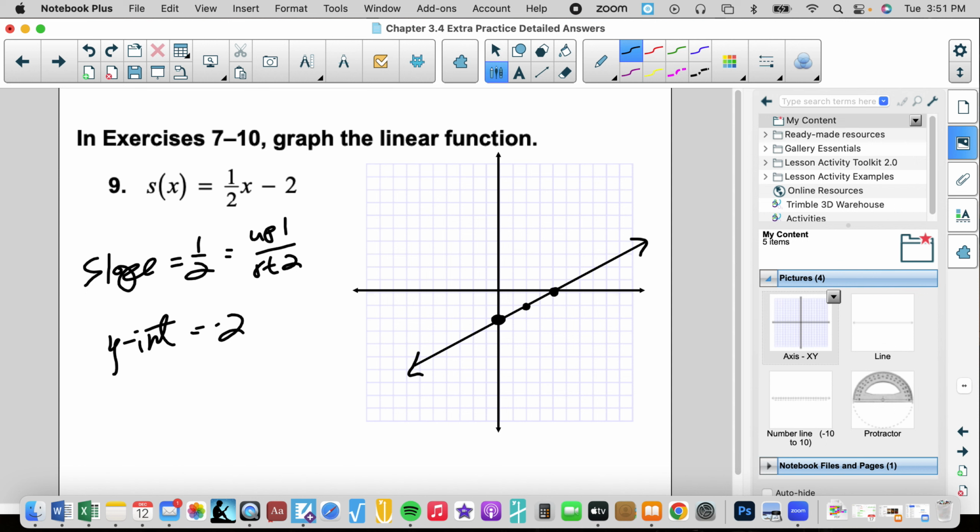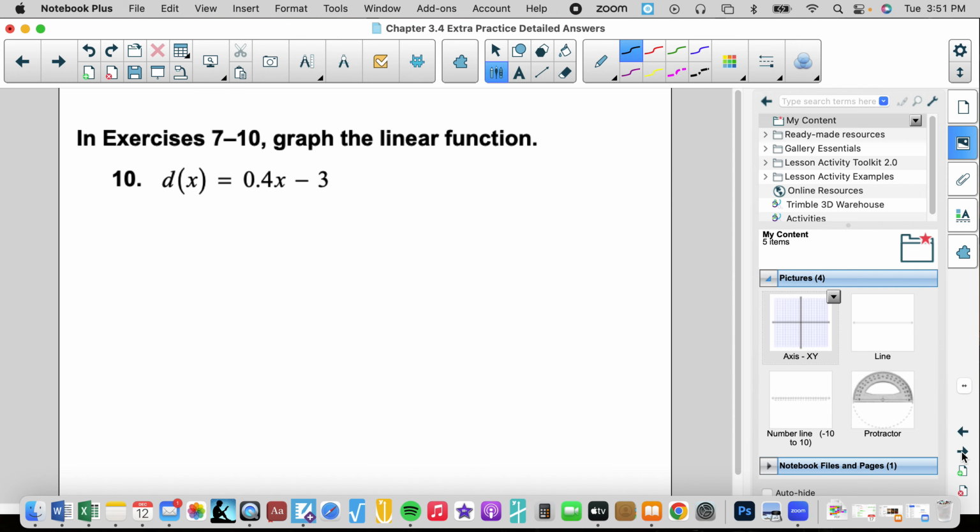In the book, it looks different. Why does it look different for 9? That answer, S of x, that should be plug in 0. Plug in 0, you're going to get negative 2. They made a mistake in their answer key. Shocker. No shocker. It does have proper slope, but the y-intercept is wrong on their answer key.